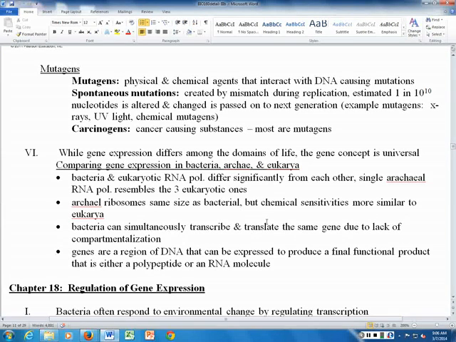Some examples of things that cause mutations: X-rays, UV light. There's a lot of different chemical mutagens: xylene, formaldehyde, gasoline. It's just all kinds of stuff out there. So carcinogens are cancer-causing substances. Generally, they are a mutagen that's known to cause a mutation that leads to cancer.